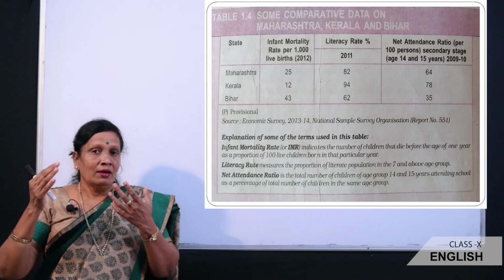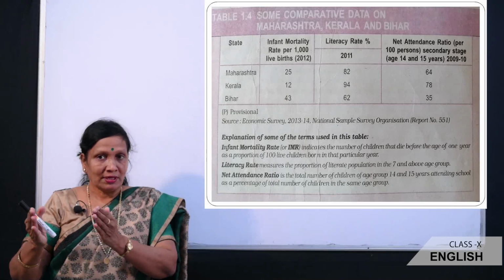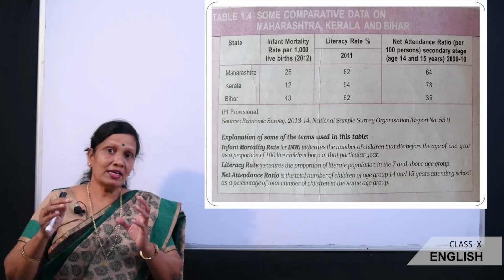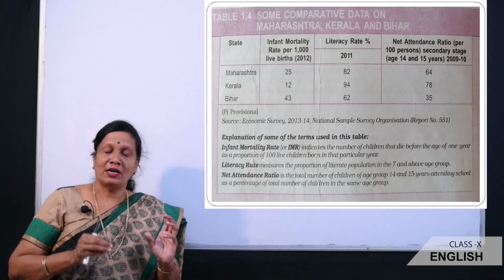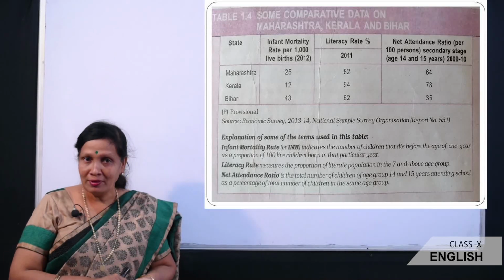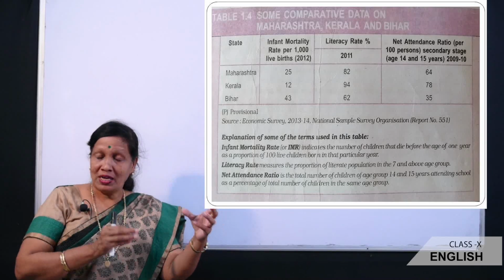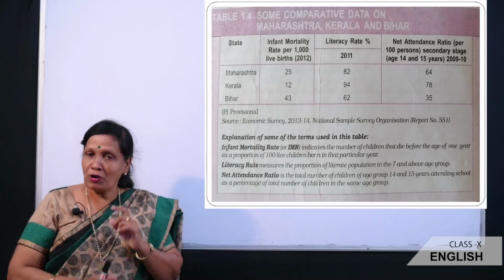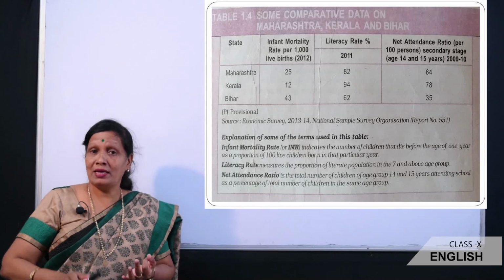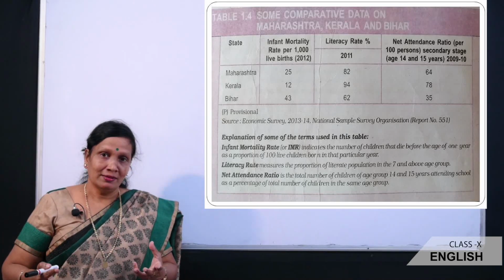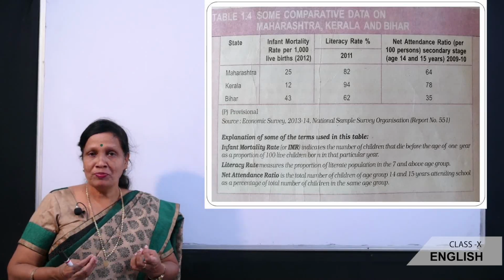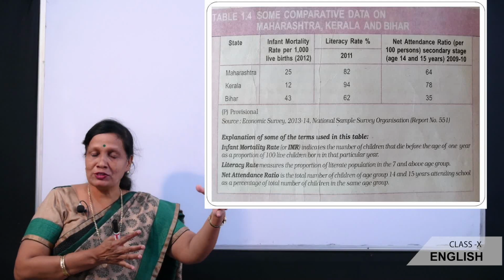And then once you begin in a creative way, and once you start comparing, maybe you can analyze and write the facts. Why is the literacy rate more in Kerala, and why is the infant mortality rate less? Because the literacy rate is more, people are literate, they are aware of things, so they are aware of the health issues also, therefore the infant mortality rate is also less.